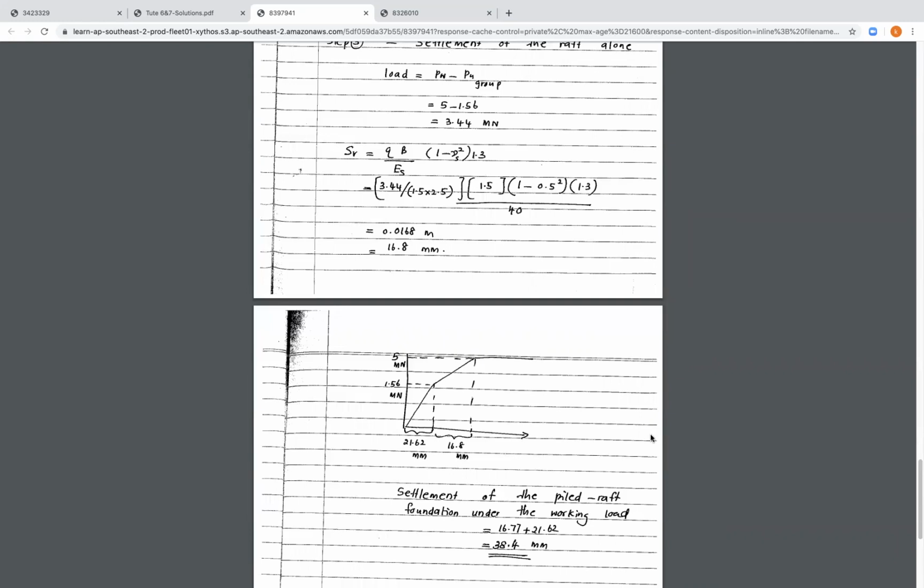And next week, we're going to continue in this revision tutorial, and we're going to do the last two questions, question 3 and question 4.